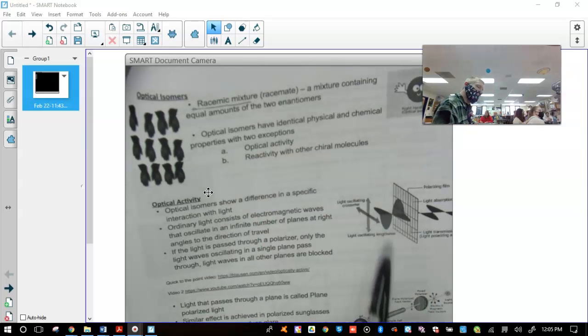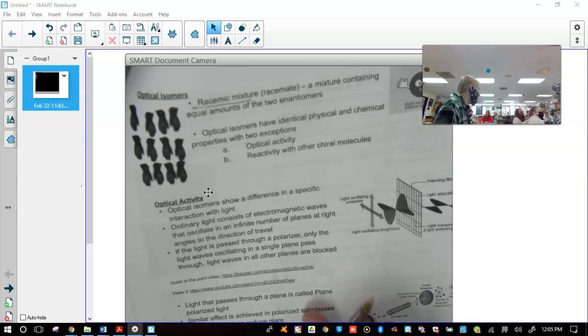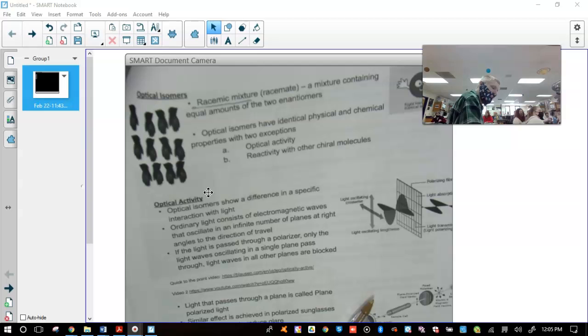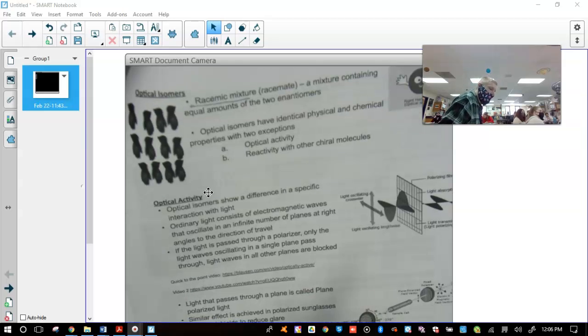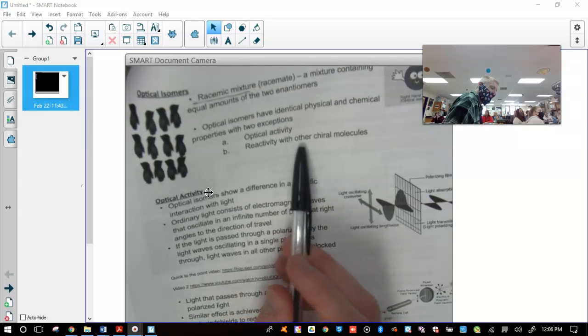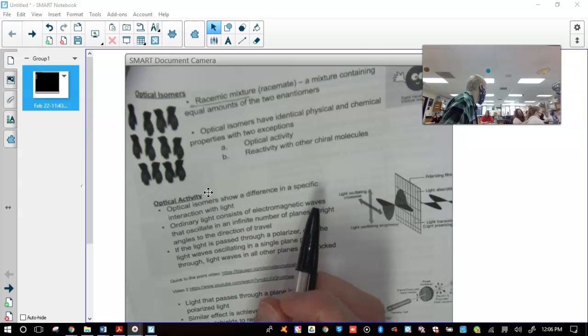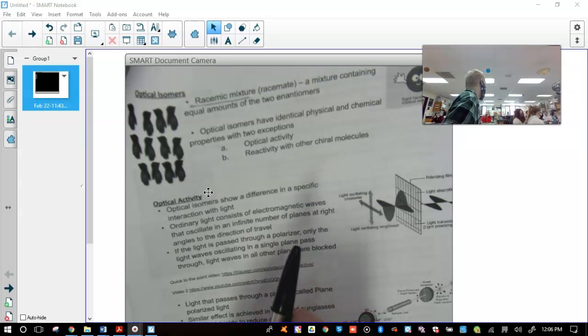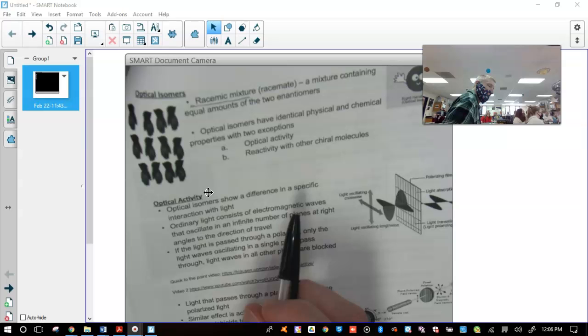So what is optical activity? That's what I was talking about with the polarimeter. What it does is it measures basically the angle at which it refracts light. So one will refract it a certain angle one way, and the other will refract it a certain angle the opposite way. And if you got both of them together, the polarimeter will identify no optical activity. So basically refraction of light, and then reactivity with other chiral molecules. Just like thalidomide created birth defects, one optical isomer did that, and the other one got rid of morning sickness for a pregnant mom.